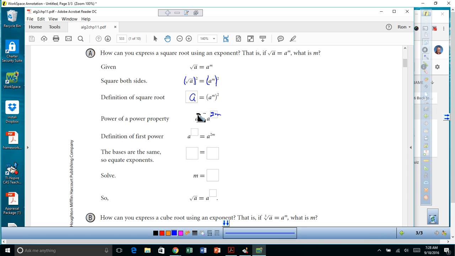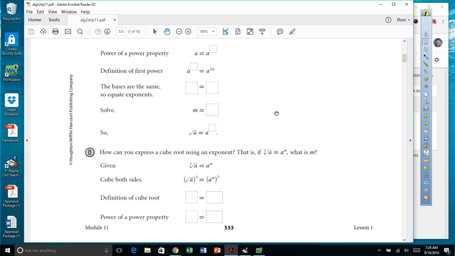Well, we know that this a is really a to the first power. Okay? And since we have the same base a, we can say that 1 equals 2m. Divide both sides by 2, and you get m equals 1/2. So the square root of a equals a to the 1/2 power.